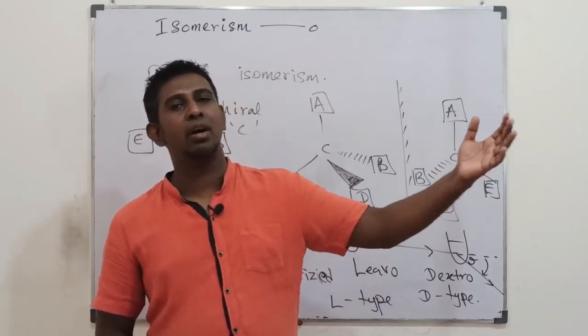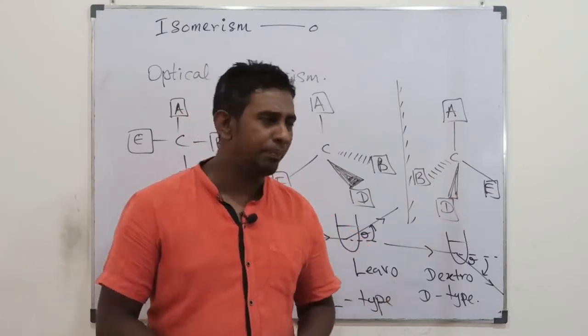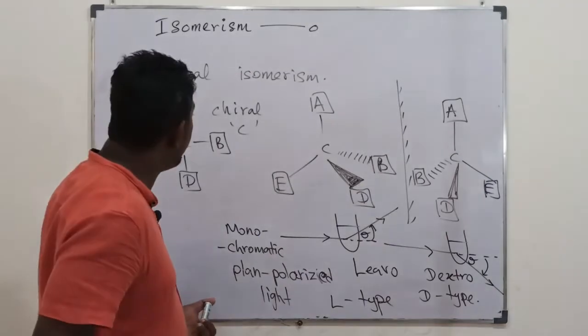Such mixtures are called racemates. Okay. Then students, a bit about this monochromatic plane polarized light.